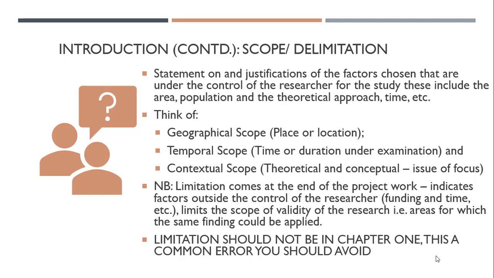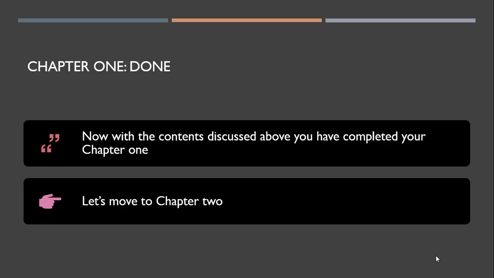Therefore, it will be unwise to generalize to these other types of people who may also be among the general population of this sample that we have drawn. So limitations come at the end of the work, not in chapter 1, while you are still conceptualizing the work. So that brings us to the end of what you need to write for chapter 1.